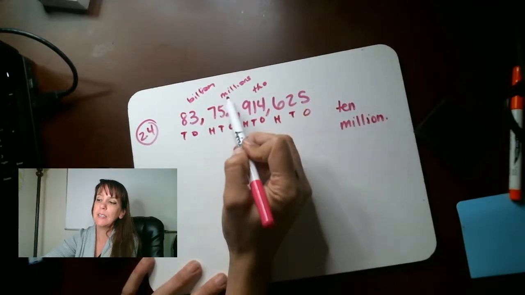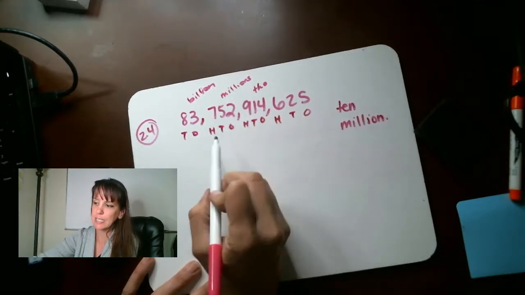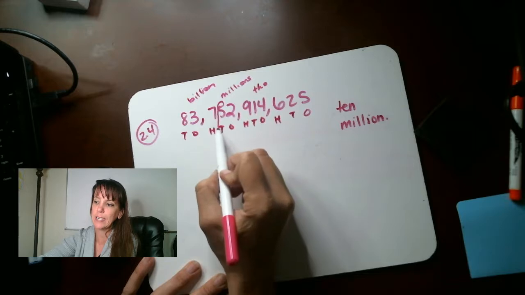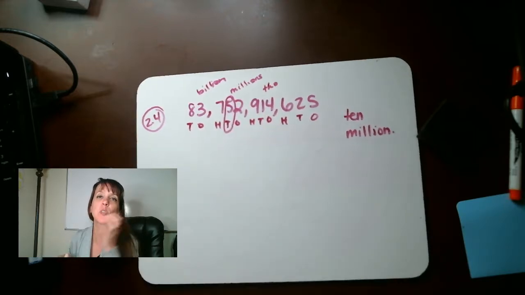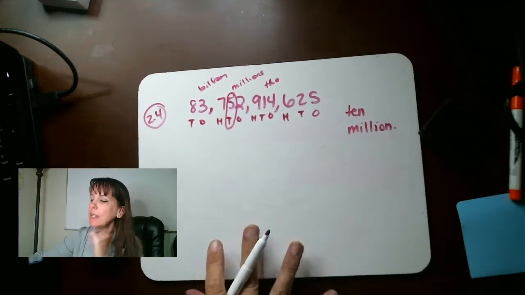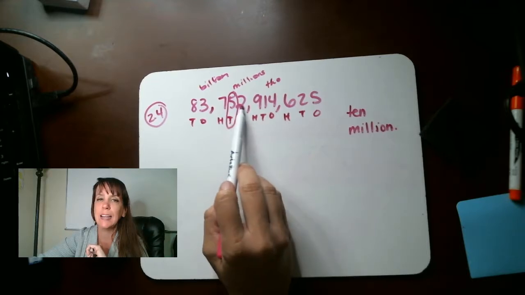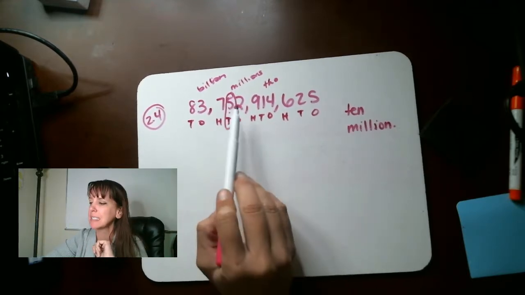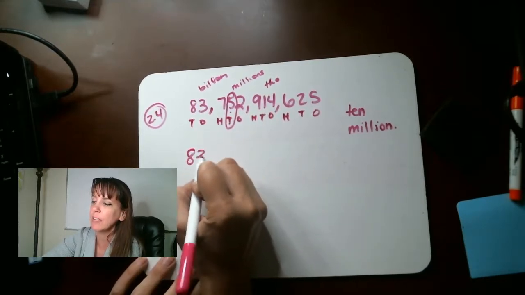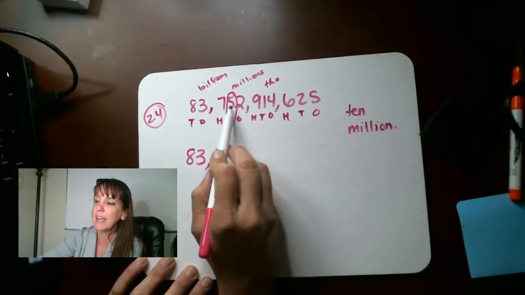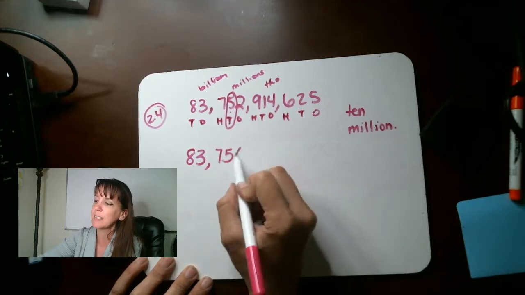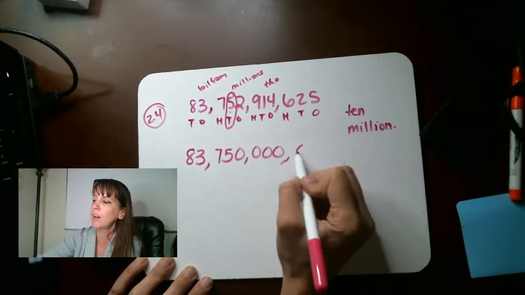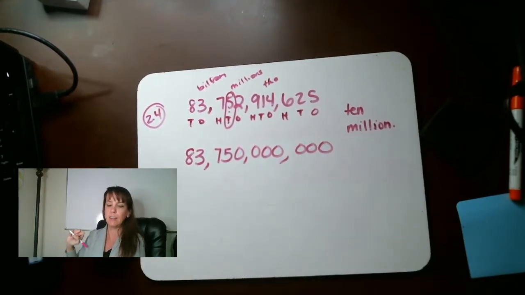So we look in our millions section right here, and we look at the tens, which is this digit right here. They want us to round to that one, which means we now need to look at the one to the right of it. If it's 5 or greater, we boost this up. If it's not, we leave it the same. Since it's less than 5, we leave it the same. So 8, 3, comma, 7, and then 5 stays exactly the same, and then it's zeros on out for everything.